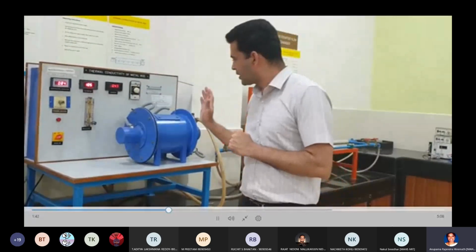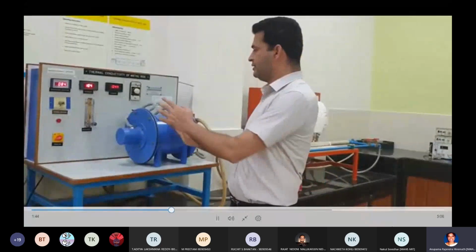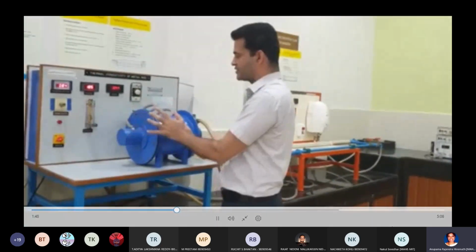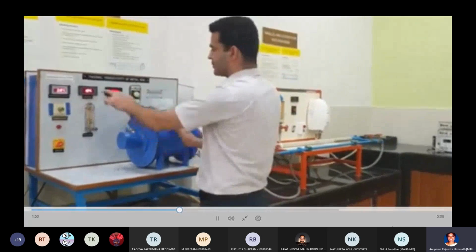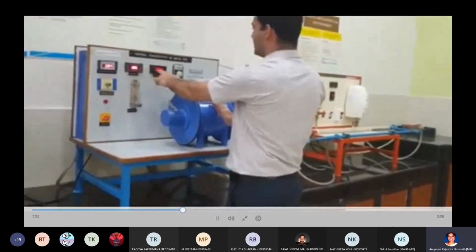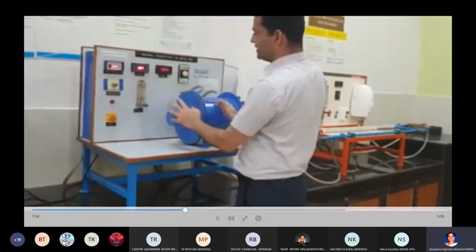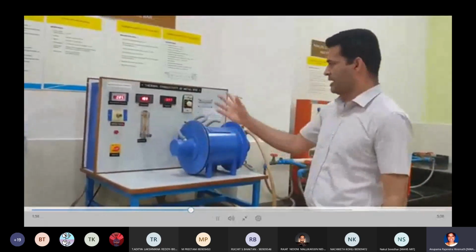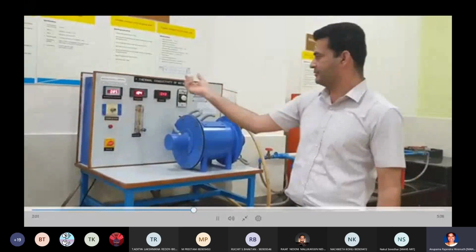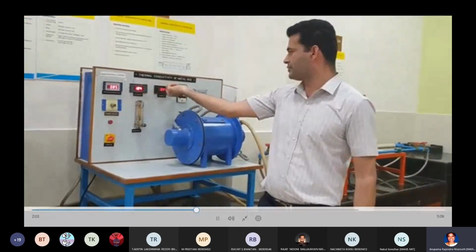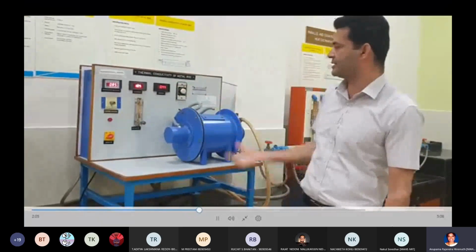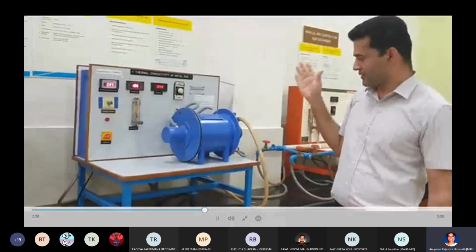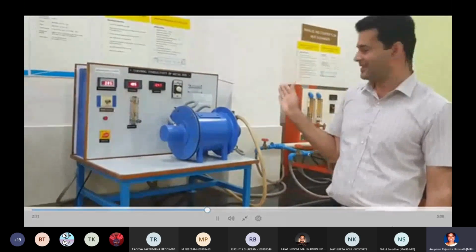So here, in the setup, you can see we have a heating section where we supply the heat energy using an electric heater. The amount of heat energy supplied to the heater is taken from this voltmeter and ammeter, approximately 50 watts, 100 volts and 0.5 amps, and then we have to wait for sufficient time to attain the steady state.